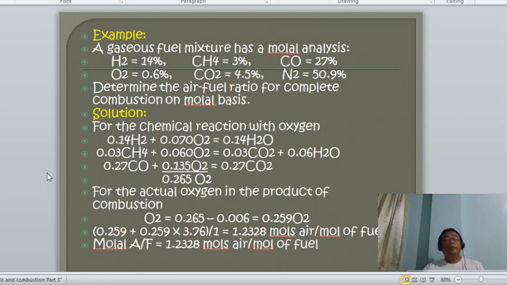So, summing up now, so that is 2.59 plus. So, this is oxygen. So, in air, the composition, of course, of the air is 21% oxygen and 79% nitrogen. So, 3.76, meaning the amount of nitrogen in air rather is 3.76 times the oxygen. So, therefore, the value now is 1.2328 moles of air per mole of fuel. Okay? So, that is now the molal air fuel ratio. Okay? 1.2328 moles of air per mole of fuel.